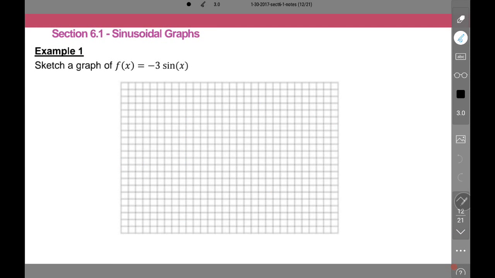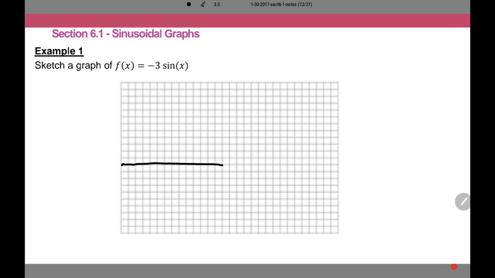So some of the problems we'll see, we'll be asked to sketch a graph, we'll be asked to look at a graph and write a function. So it's really easy to type this into Desmos, but I'm going to show you how to do this by hand. So let's go ahead and start with our regular sine function and go from there.